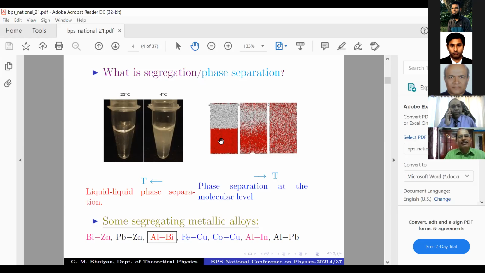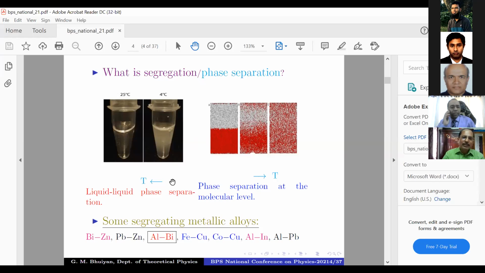Now, what actually is segregation? Segregation is the property in which the components of the mixture begin to separate from each other. After complete separation, we call it phase separation. Now the question is, do all metallic alloys suffer from segregation? No, there are very few alloys among thousands of alloys that obey the segregating law.